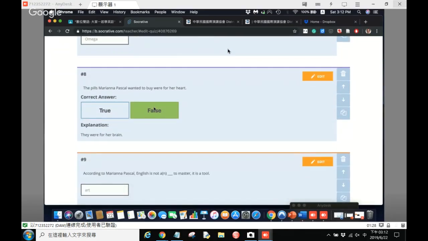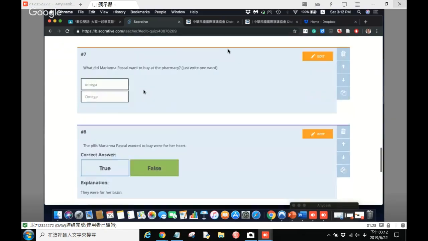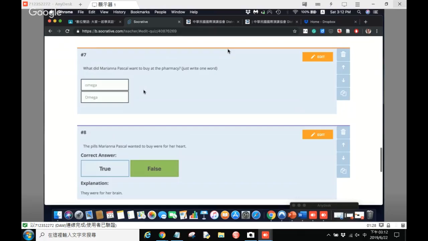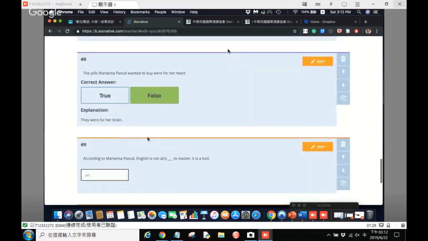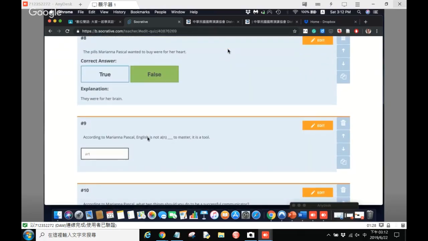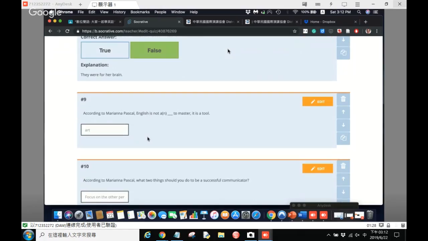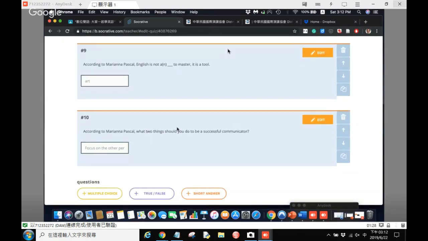The pills she wanted to buy were for her heart. I think they were for her brain, right? Again, this is not for real, and I think I made a mistake earlier, so it's not so important there. I'm just showing you what you can do with this. According to Marianne Pascal, English is not an art to master, but it's a tool, that's right. And number 10 is the key one, right? According to Marianne Pascal, what two things should you do to be a successful communicator?